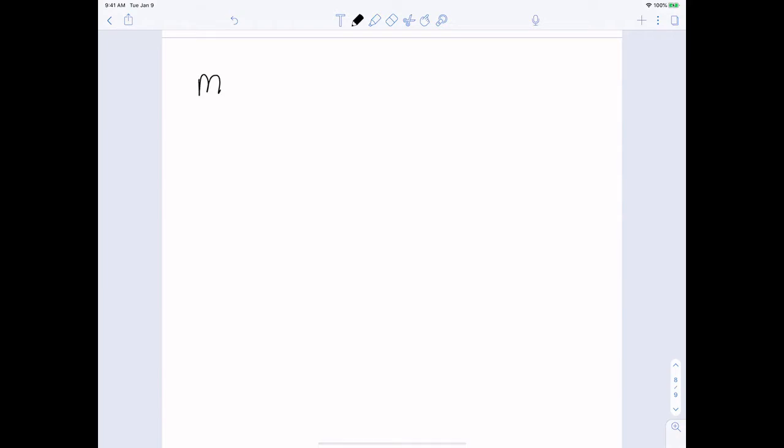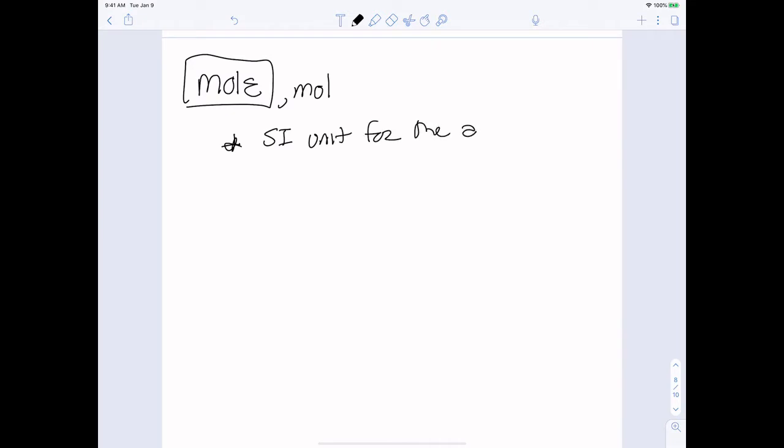So mole. Our abbreviation is mol. It's not much of an abbreviation, but if you write it a lot, it does save some time. And this was the SI unit for the amount of a substance. So how much do we actually have? And it could apply to anything. How much carbon do we have? How many calculators do we have? Whatever it happens to be, it's our SI unit for amount.